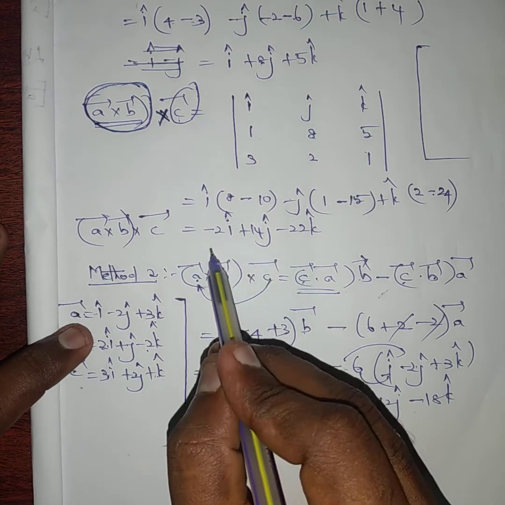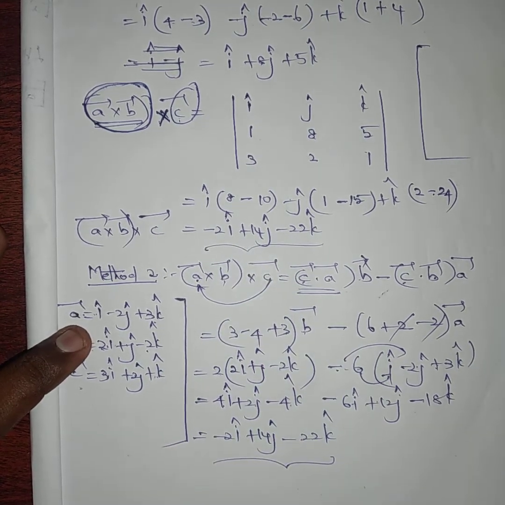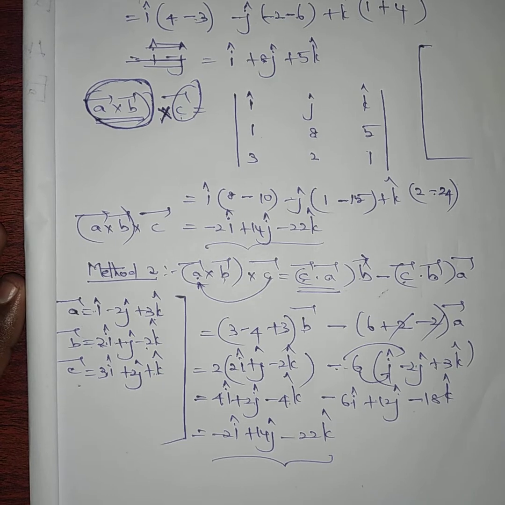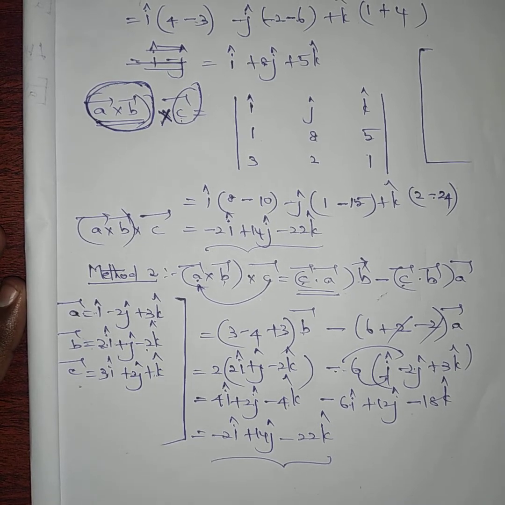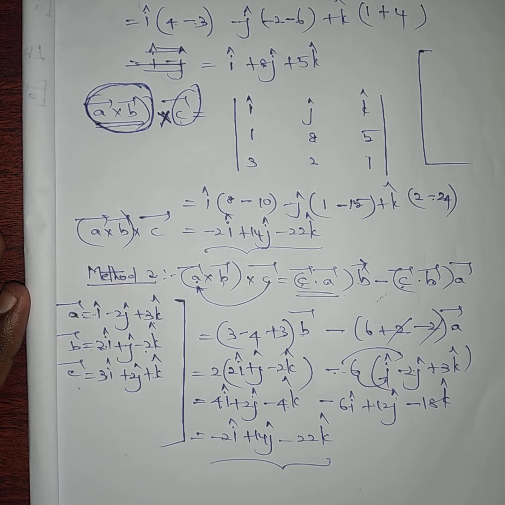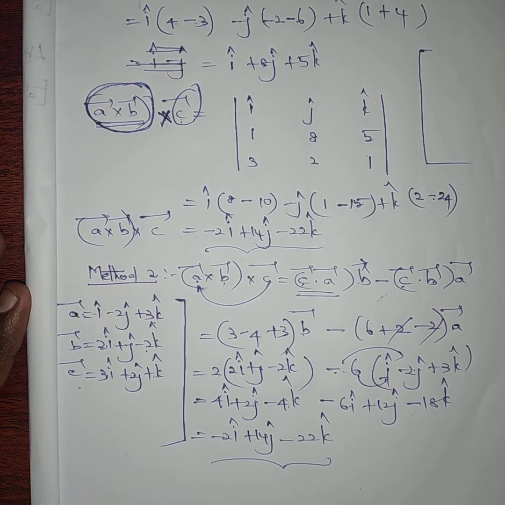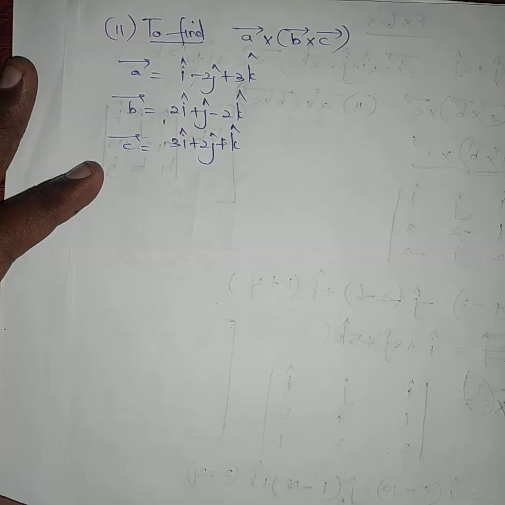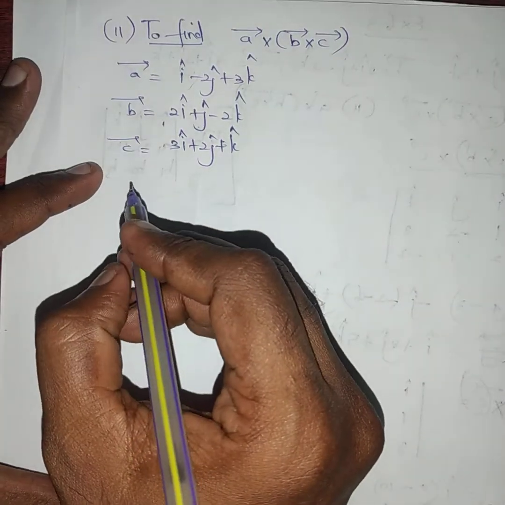See, both answers are the same, but you need to choose which method is best for you. But my idea is I can choose method 2. Method 2 is the smallest one and we can do it very easily. So better you choose method 2. Second subdivision, we are going to choose method 2 only.